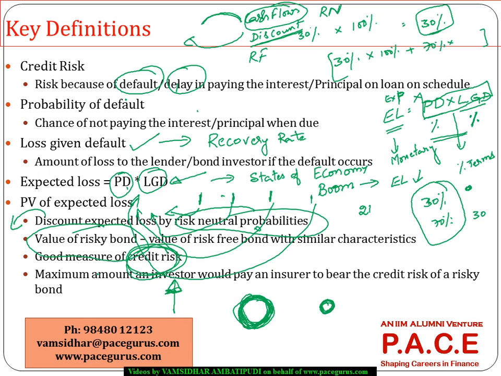So when we look at a risky bond versus a risk-free bond with similar characteristics, whatever difference comes up is a measure of the credit risk that is associated with the bond.